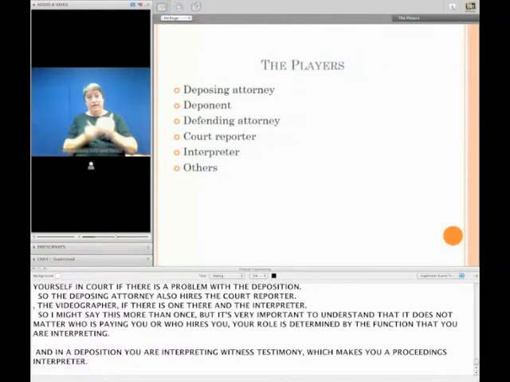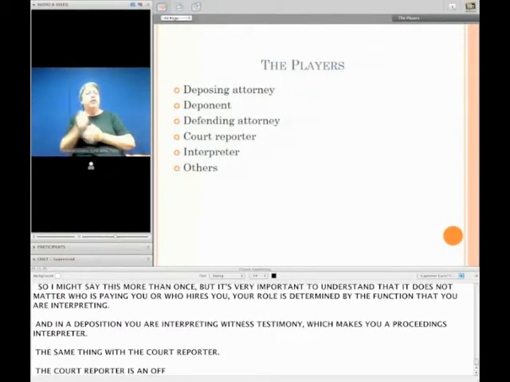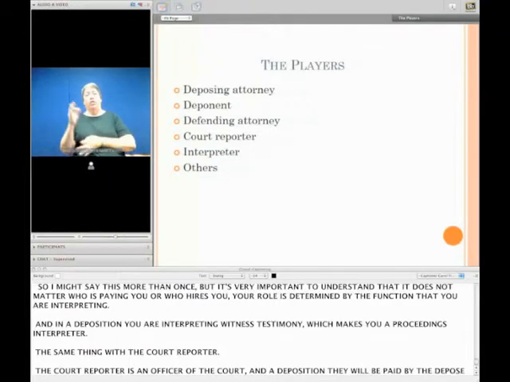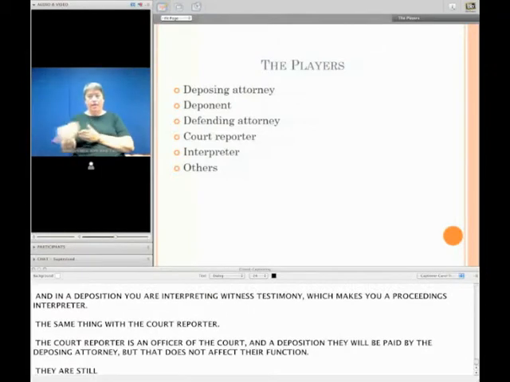The same thing with the court reporter. The court reporter is an officer of the court. At a deposition, they will be paid by the deposing attorney, but that does not affect their function. They are still sworn to accurately record the deposition.